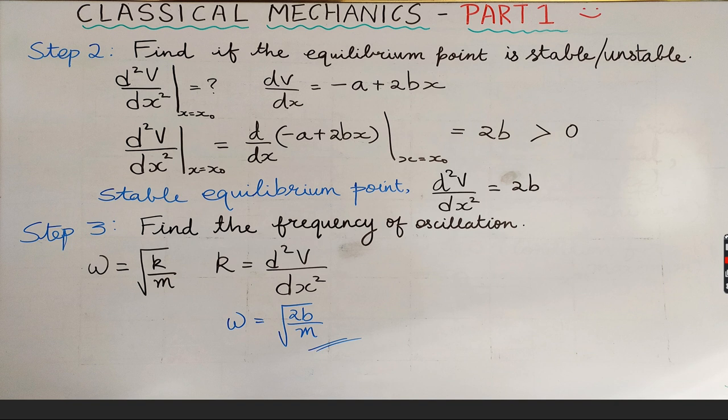Now the third step is to find the frequency of oscillation at the stable equilibrium point. We know the relation between frequency and the potential. So we can directly substitute the k value and get the frequency omega equal to root over 2b by m. I hope you get these steps. Follow these steps and learn how to solve such kinds of problems.